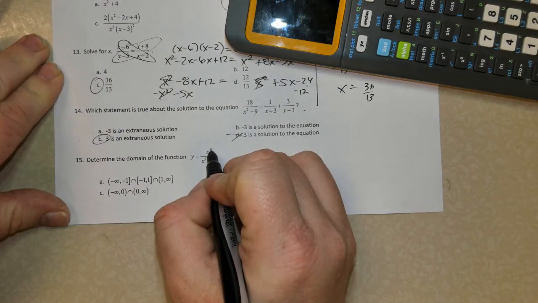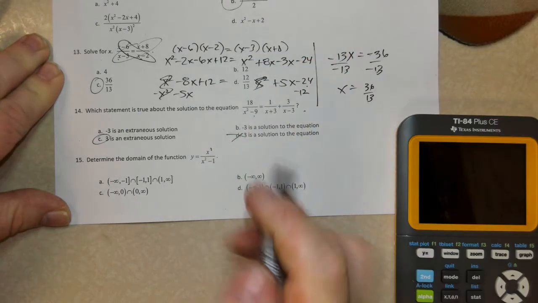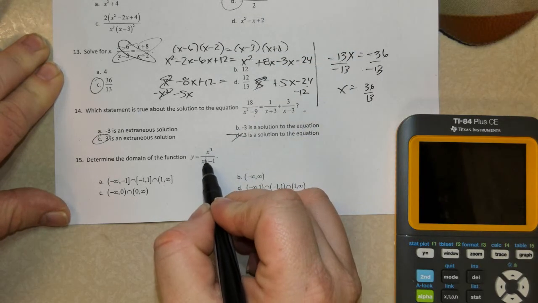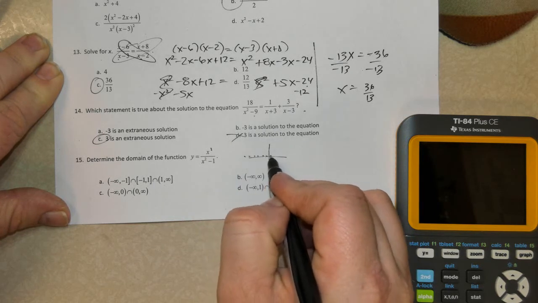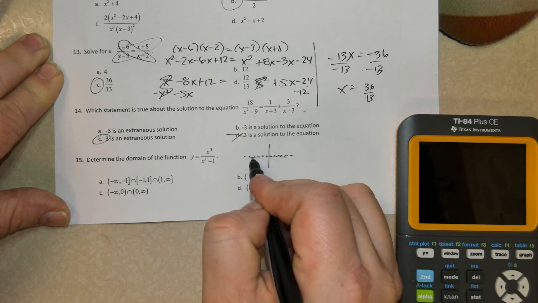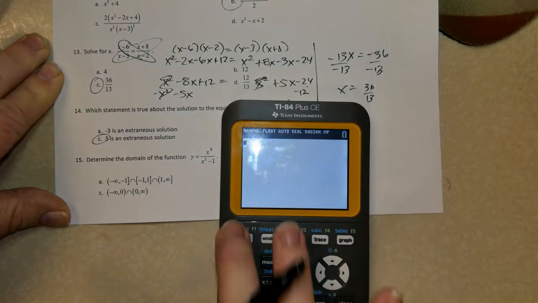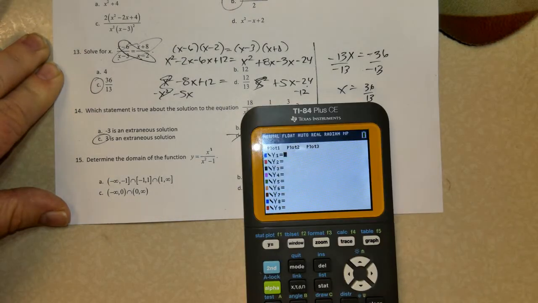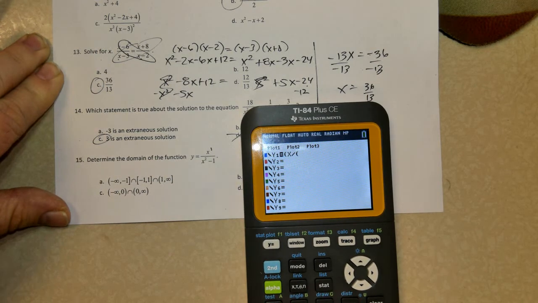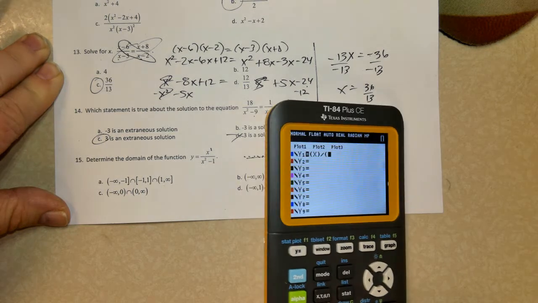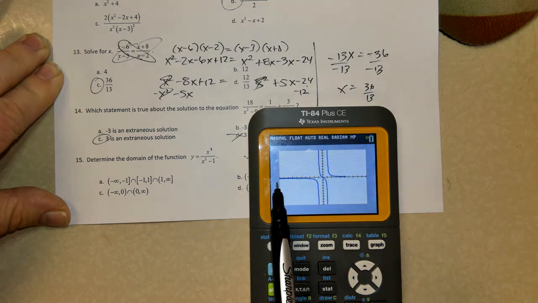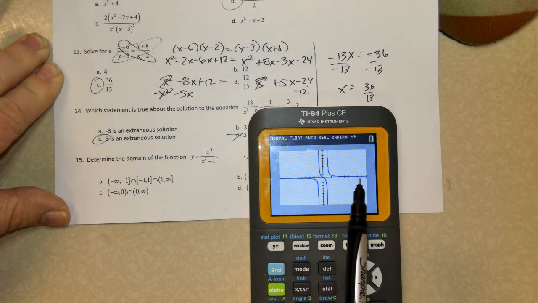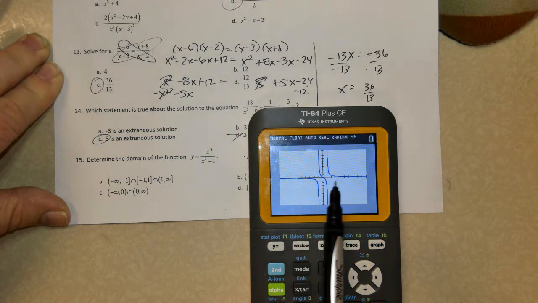On top, the exponent on the x is a 1 and the bottom is a 2. Remember, whenever the degree on the bottom is greater than the degree on the top, we're always going to have a horizontal asymptote that lies over the x-axis. Or some of you may feel more comfortable graphing it. So I have x divided by x squared minus 1. And you'll be able to see right here we have this horizontal asymptote at y equals 0.